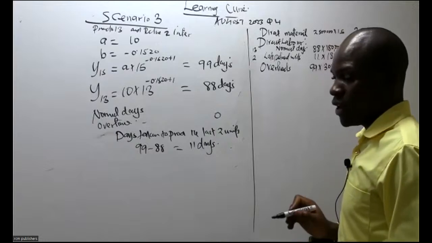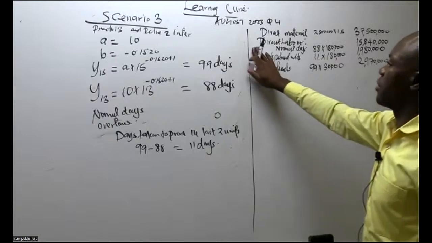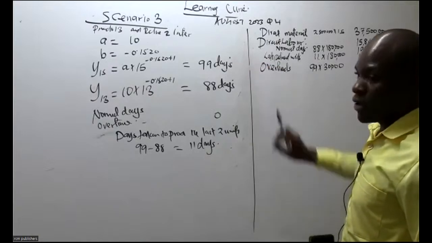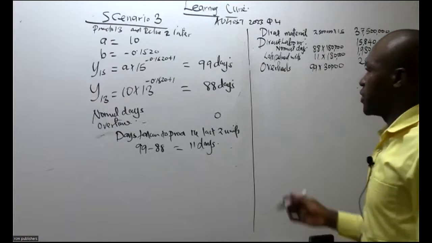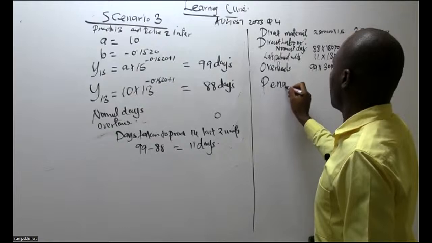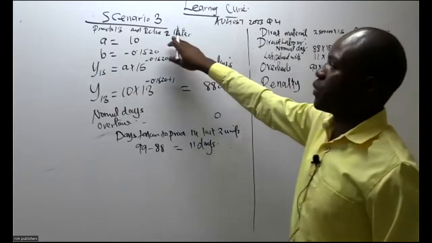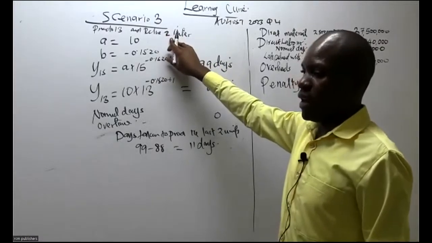Is there anything we are leaving out? Let's see if we are really copying notes or we are following something. Is there something we are leaving out? Penalty. So we have a penalty here for late delivery. There's a penalty for late delivery and 2 buses were delivered after the deadline.